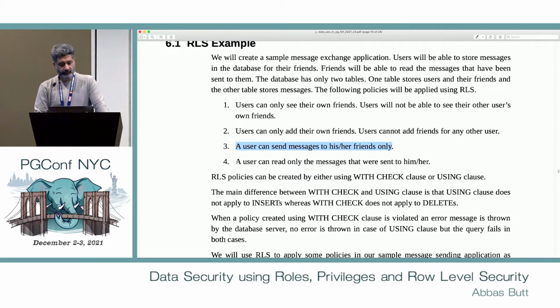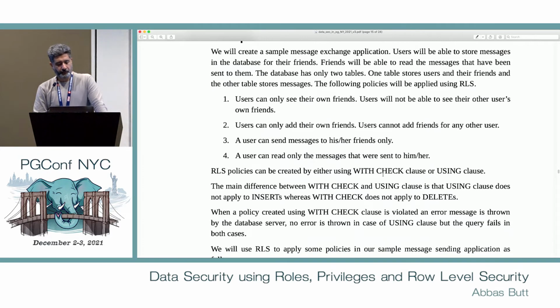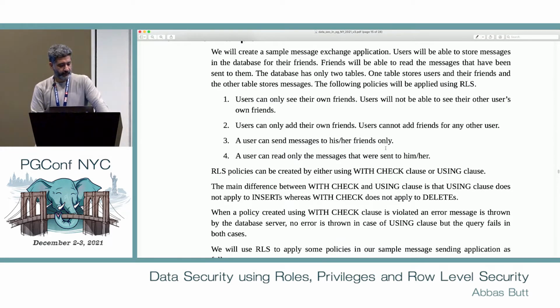And the fourth one is that the user can read only the messages that were sent to him or her, right? Very logical. If you have a message exchange application, you would not want users to see other users' friends, and you would not want users to read the messages that have been sent to other friends, right? So these 4 policies we are going to implement using RLS and the grant system that we just studied. You cannot use the RLS alone. You would have to use the grant system as well.